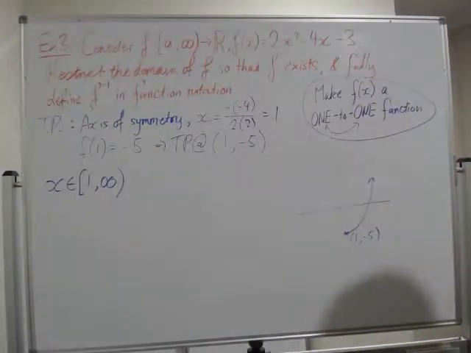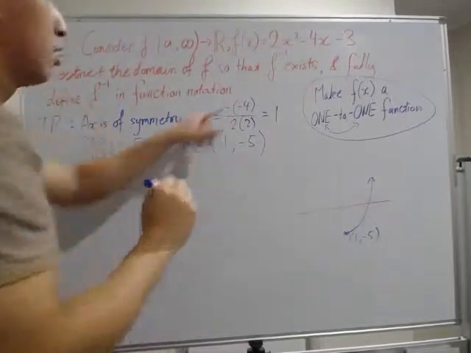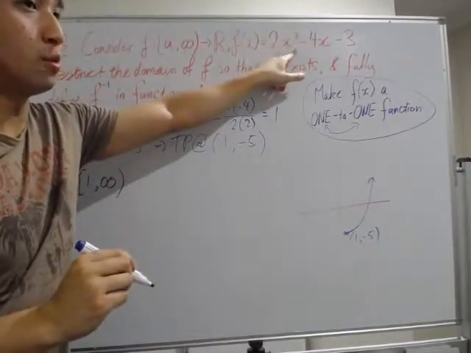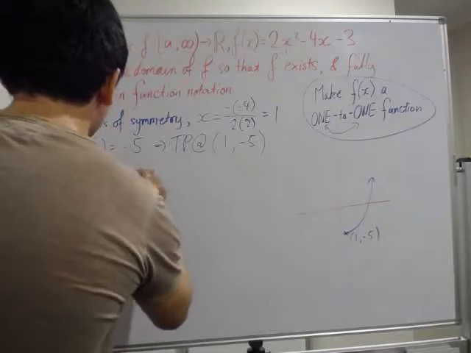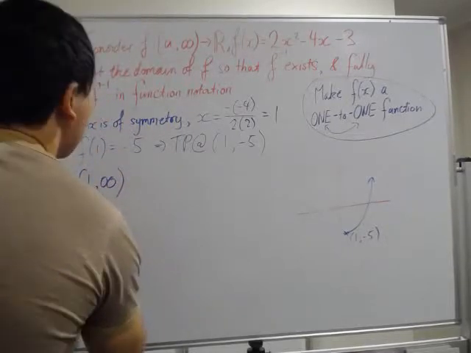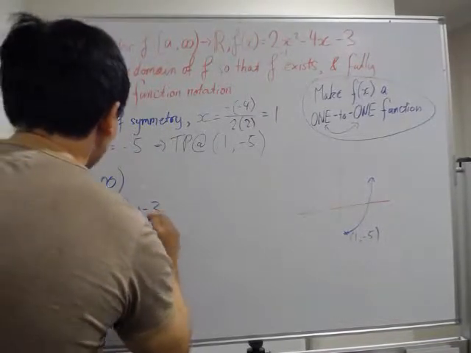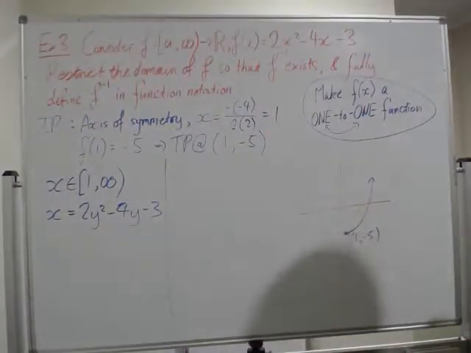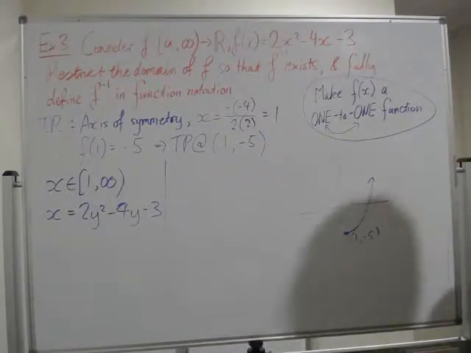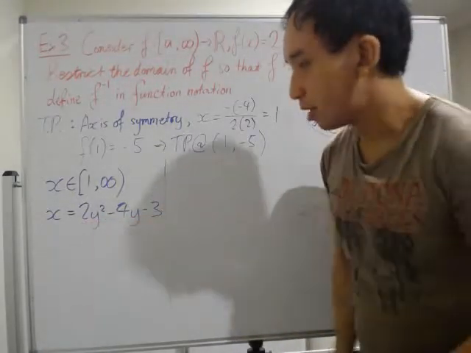So what's next? If we want to fully define the inverse function, we need to find the rule. To find the rule of f^-1, we need to swap the x values and turn them into y, and the y values into x. So x is equal to 2y squared minus 4y minus 3. If you want to solve for y, the simplest way would be to complete the square. Remember that we need a coefficient of 1 in front of the y squared.